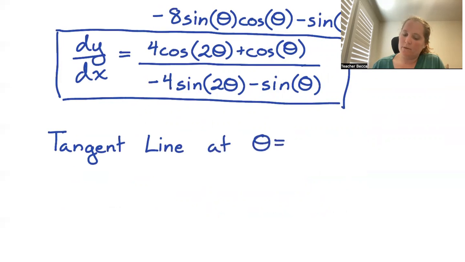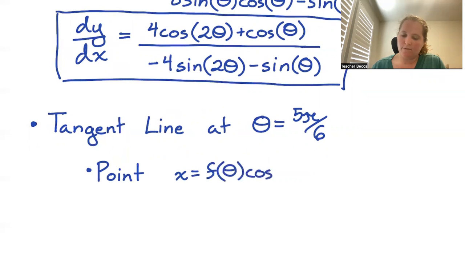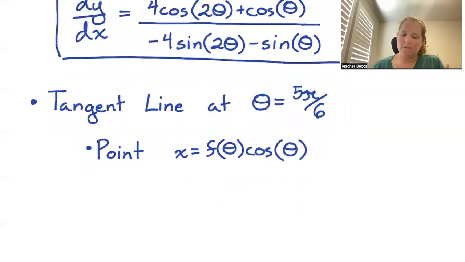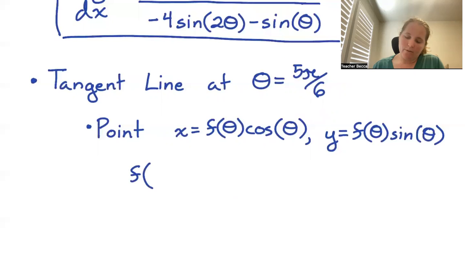Theta equals 5 pi over 6. So we need a point and a slope. For our point, we know x equals f of theta times cosine of theta, and y equals f of theta times sine of theta. Here theta is 5 pi over 6. f of 5 pi over 6.